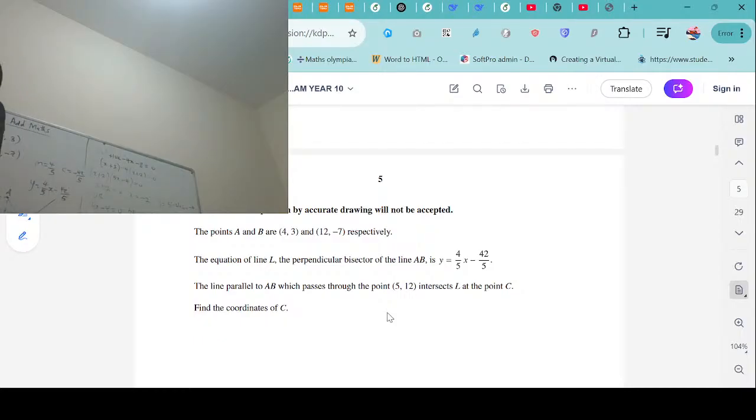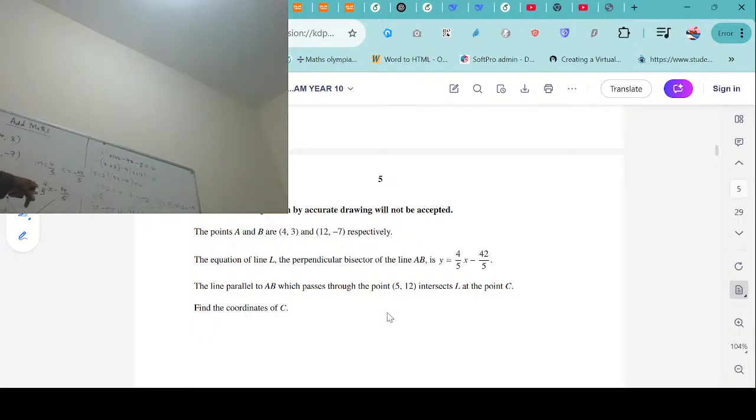So let me clean all this. Which means if I extend this graph, I'm going to cut the y-axis at -42/5. So the distance from here to here is going to be 42/5. Hope you get that.